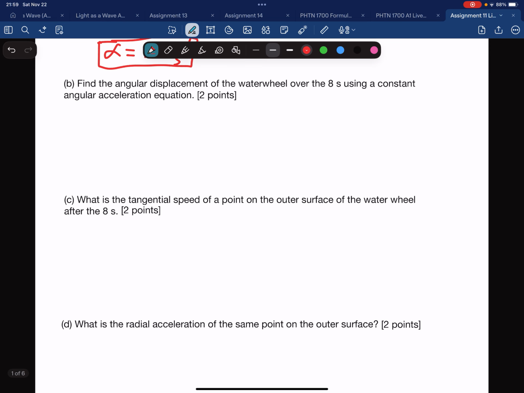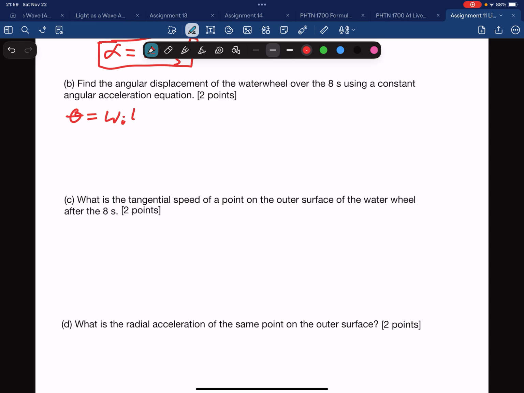B, find the angular displacement of the water wheel over 8 seconds using a constant angular acceleration equation. I am going to use this one here, where theta is equal to the initial omega times time plus 1/2 the alpha we just found times the time squared. Plugging in, that is 6 times 8 plus 1/2 times 1.5 times 8 squared. And that gives us a theta of 96 radians.